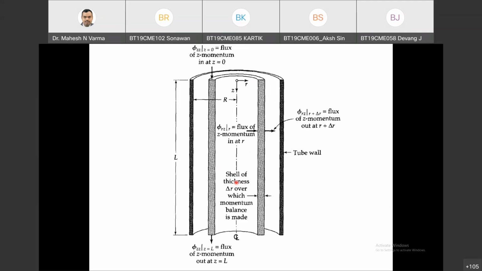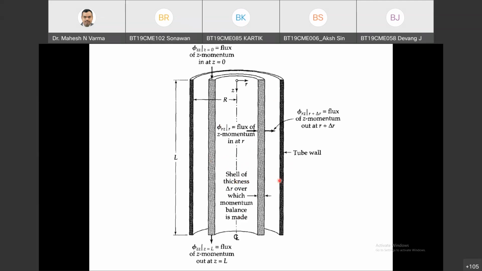Rate of momentum coming in minus rate of momentum going out plus generation of momentum plus consumption of momentum equals 0. What will be the total forces acting on this differential shell?